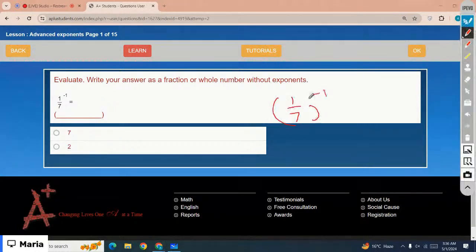So that means it is like this. 1, whatever the exponent of 1 remains the same, and 7 times negative 1, so you can write it as 7 exponent 1, and that equals 7. So the correct option is 7. Option number 1, that is 7.